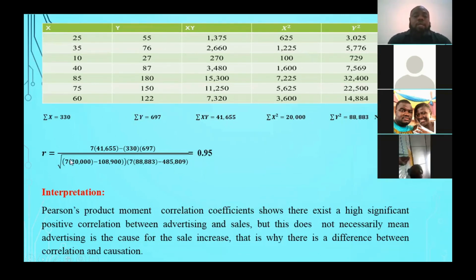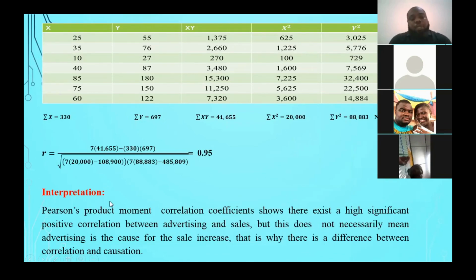Inserting that into the Pearson correlation coefficient formula earlier highlighted, you see we have 7, which is N, multiplying 41,655 minus this product, divided by the square root of the denominator. Simple arithmetic will produce 0.95 as the Pearson product moment correlation.